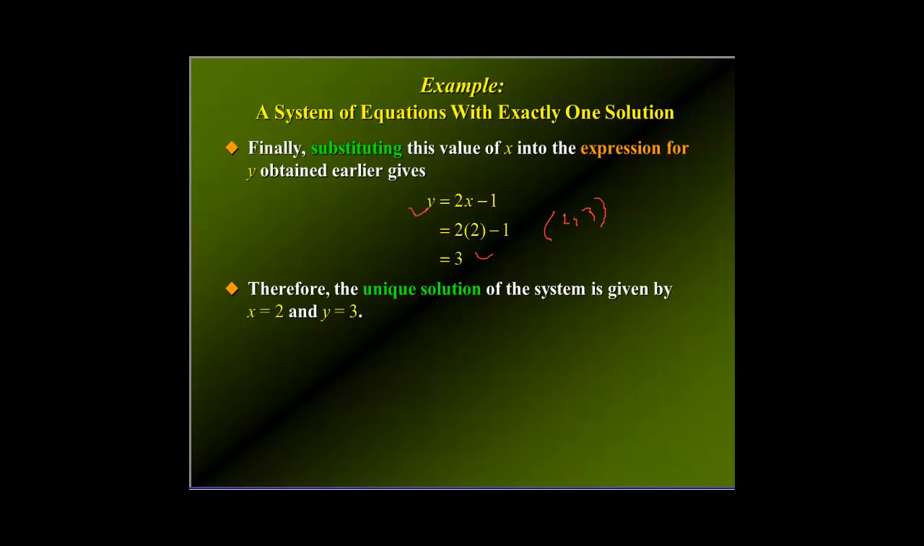Tell me, which type of solution is this: a unique solution, infinitely many solutions, or no solution? Yes, you are right, Adel. It is a unique solution because we get only 1 point. That is why we say that it is a unique solution of the system of equations.